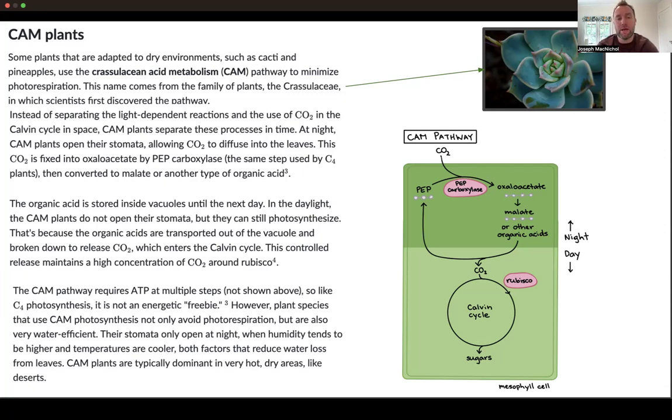So all through the night, the CO2 comes in and we get PEP carboxylase, the same enzyme as in C4, making a four-carbon molecule, oxaloacetate, which then makes malate. And then during the daytime, when they shut down the stomata, that molecule releases a flood of CO2. So there's tons of CO2 for doing photosynthesis, thereby also limiting photorespiration.